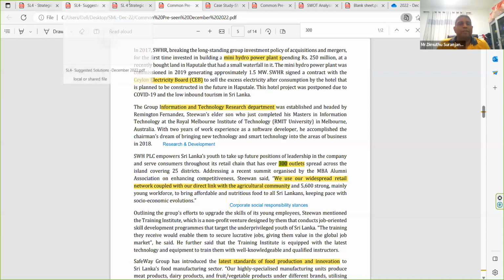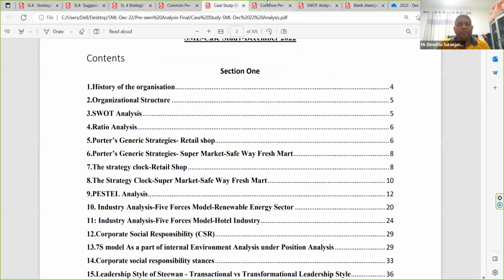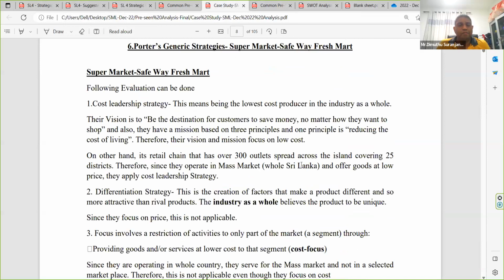So SWH, we have analyzed here. See this part, no? This is the way that I have analyzed this one. Being the lowest cost producing industry as a whole, cost leadership strategy, the vision is to be the destination for customers to save money. See this vision, save money. That means cost focus, no matter how they want to shop, and they also have a mission based on 3 principles. One principle, reducing the cost of living.